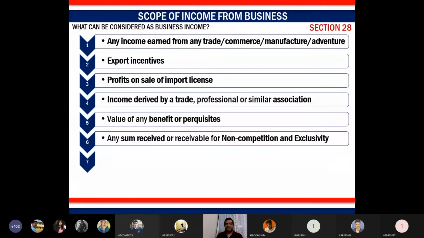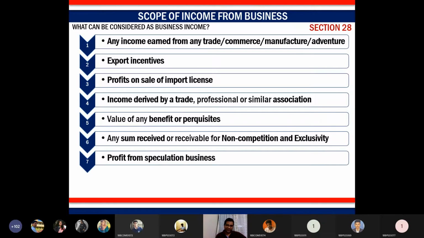This Section 28 is extremely important from the viewpoint of understanding what exactly business income is. Apart from trade, commerce, manufacture, and adventure, these are the list of other transactions that are also classified as business incomes. Now, what is this list of transactions? Something which we have gone through in the previous class. There are two more transactions left out, which come under the ambit of Section 28. The seventh one is speculative transactions or speculative business.